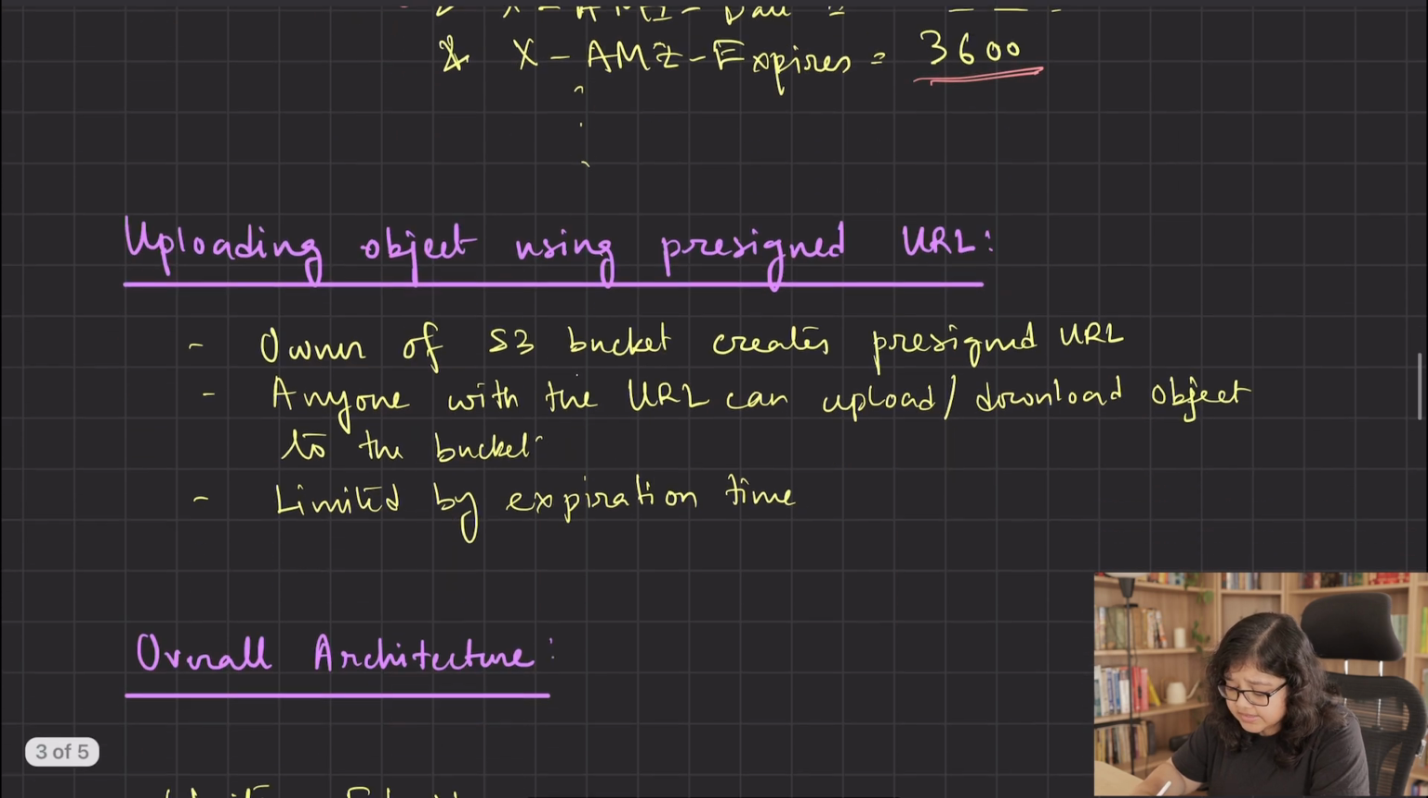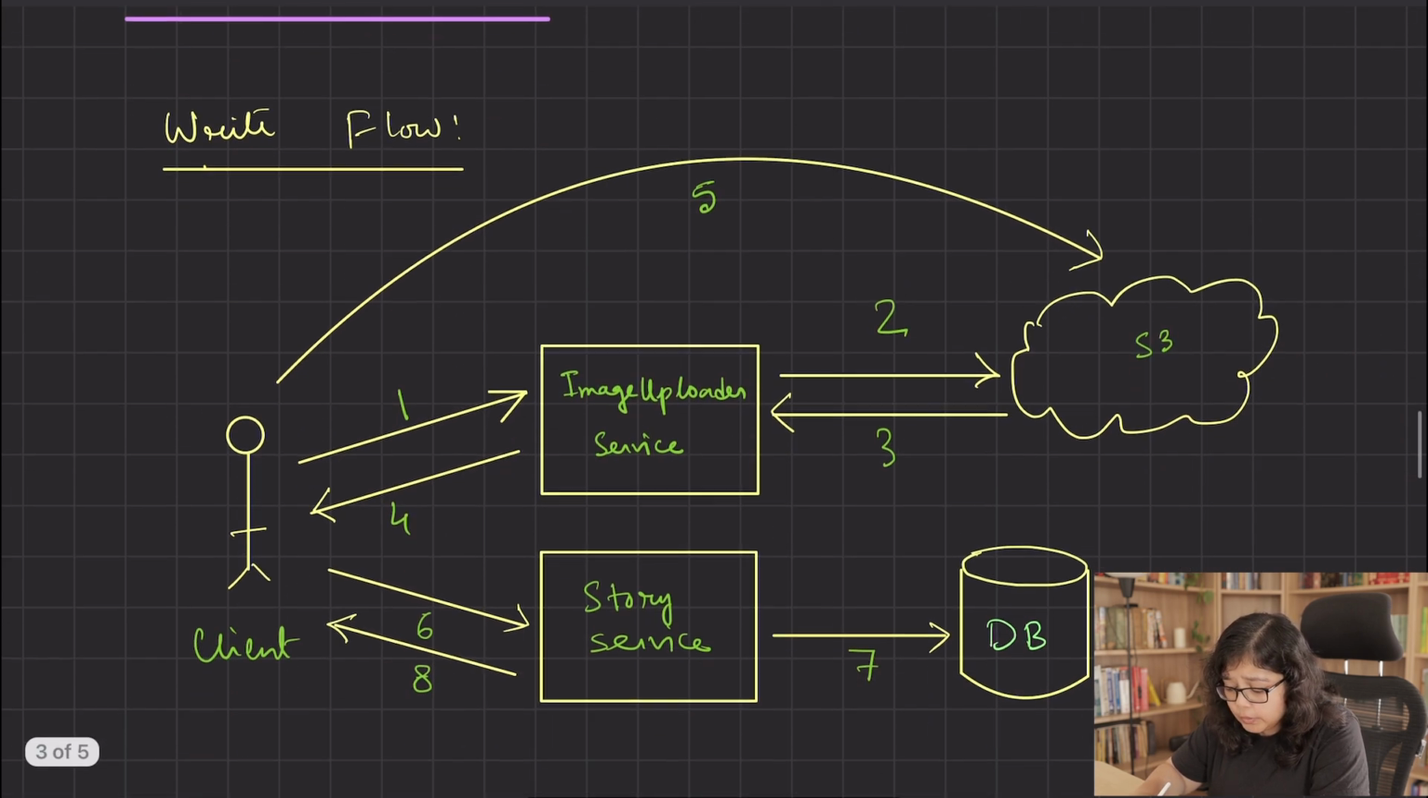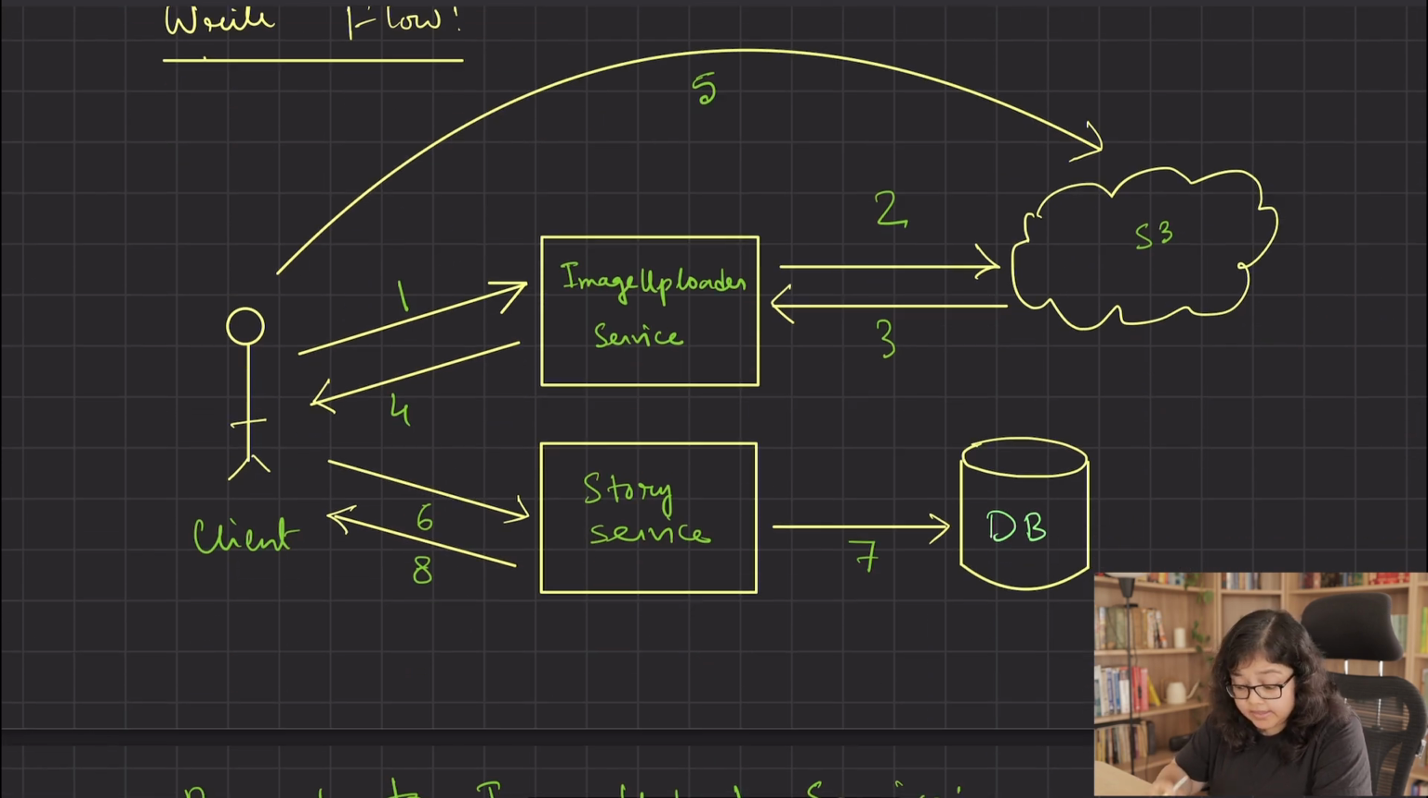Now let's see how pre-signed URL is used in Instagram to upload images. Here I have broken the story service that I discussed earlier into two separate services, image uploader service and story service. But why am I doing this? Because you don't upload images only for story in Instagram. You upload images for profile picture, in DMs, in posts, etc.